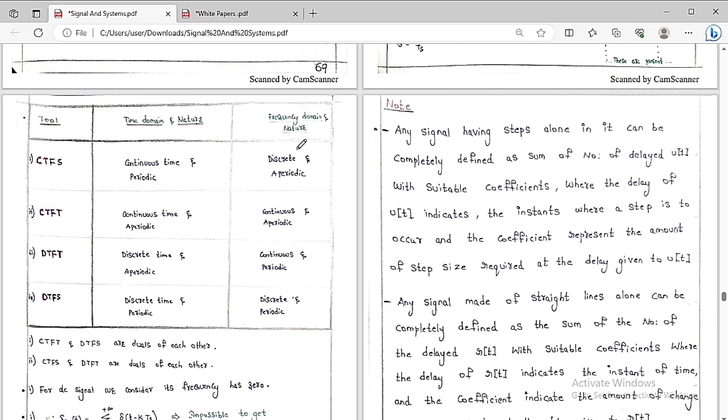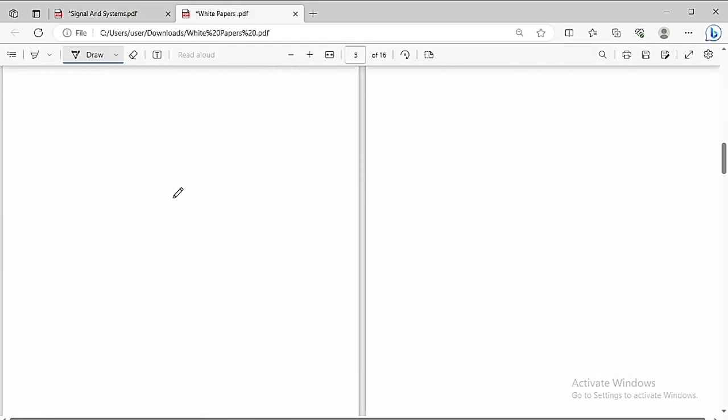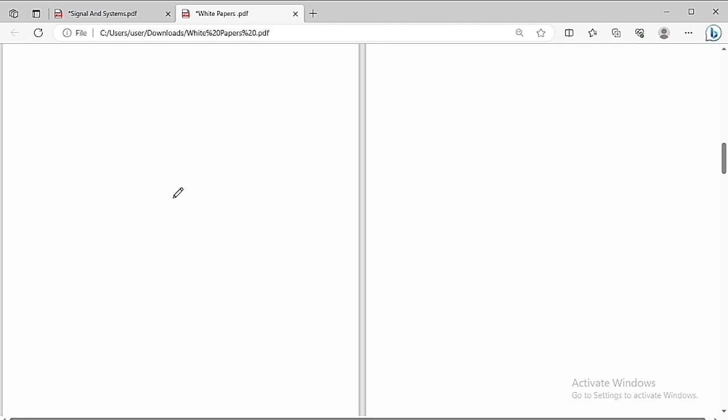I have already told you, right? Just write the opposite. So let me write this table again so that you can easily understand what I am trying to tell you. Listen carefully. I can tell you what the nature is. These are the different tools. This is the time domain and its nature, and this is the frequency domain and its nature.